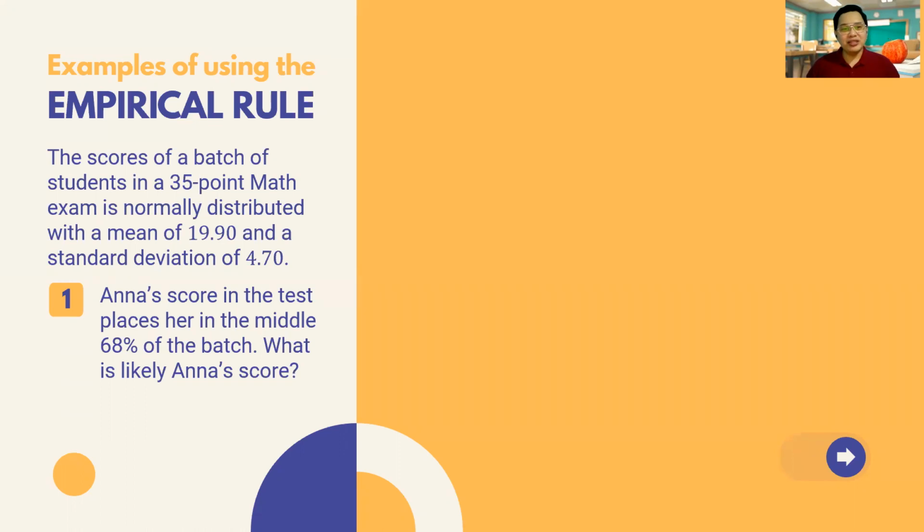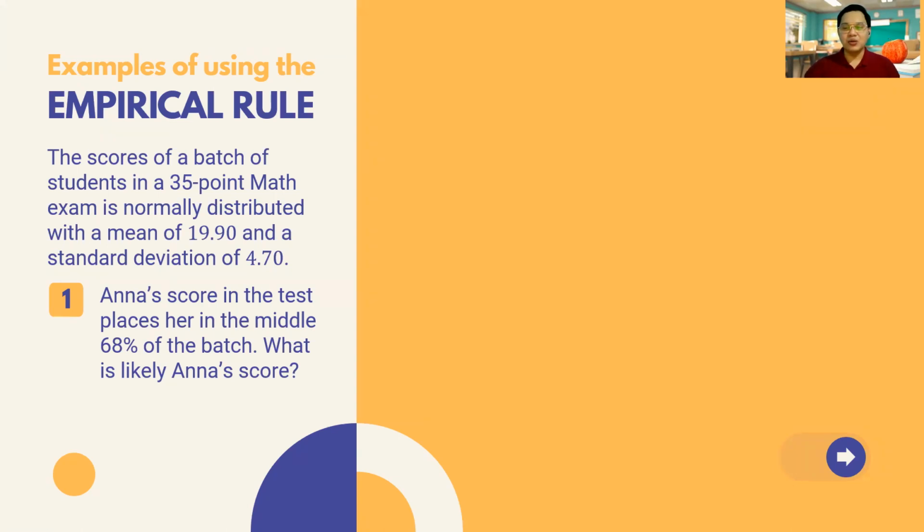So we begin with this example, wherein the situation that we're going to work with presents that a certain batch of students took the same 35-point math exam, and their scores happen to be normally distributed with a mean of 19.9 and a standard deviation of 4.7. Now, Anna, one of the students who took the test, scored a certain value that places her in the middle 68% of the batch. The question that we need to answer is what is likely Anna's score?